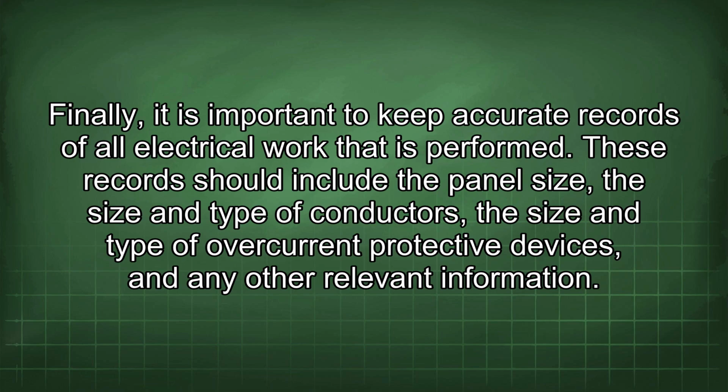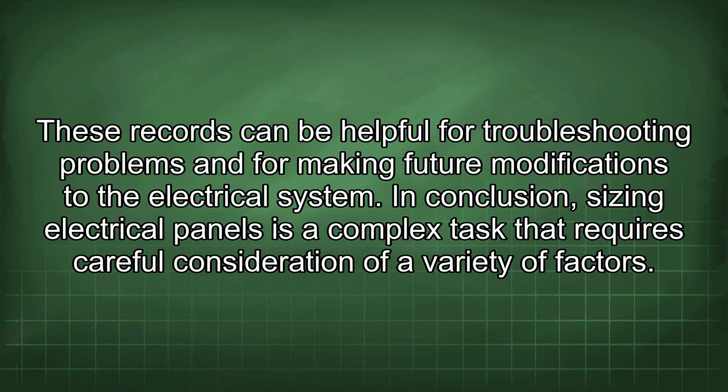Finally, it is important to keep accurate records of all electrical work that is performed. These records should include the panel size, the size and type of conductors, the size and type of overcurrent protective devices, and any other relevant information. These records can be helpful for troubleshooting problems and for making future modifications to the electrical system.